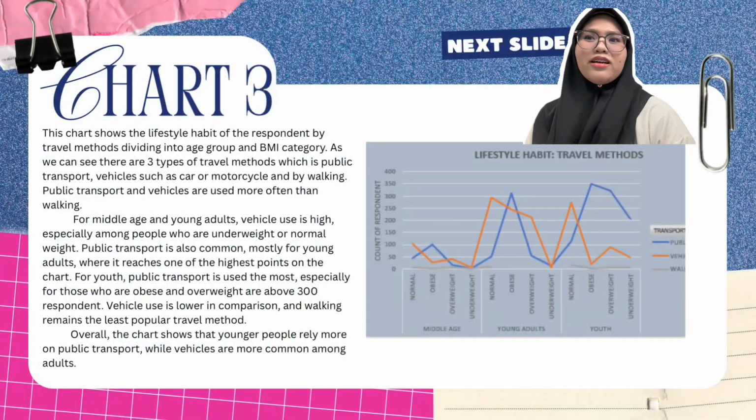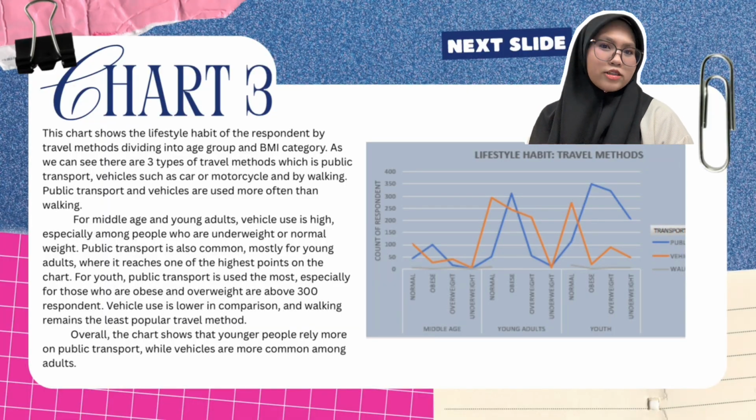Let's move to chart 3. This chart shows the lifestyle habit of the respondents by travel method, divided into age group and also BMI category. As we can see, there are 3 types of travel methods, which are public transport, vehicles such as car and motorcycle, and also walking. Public transport and vehicles are used more often than walking.